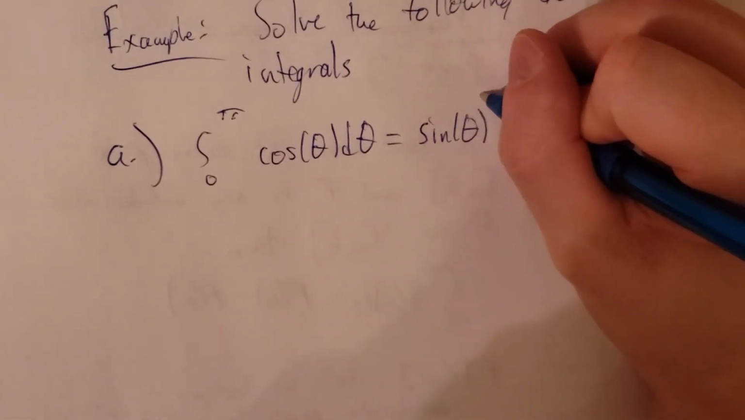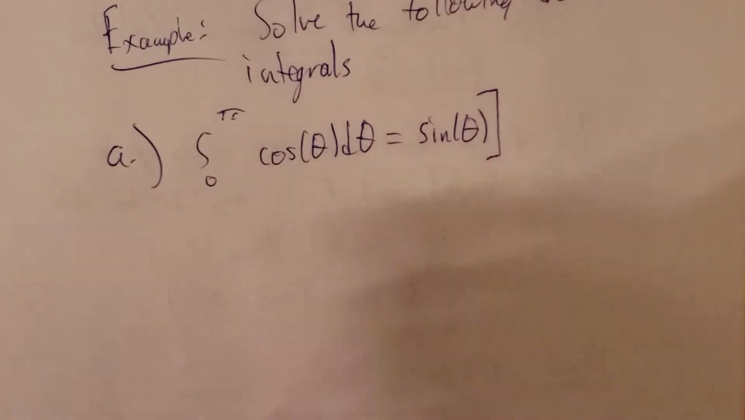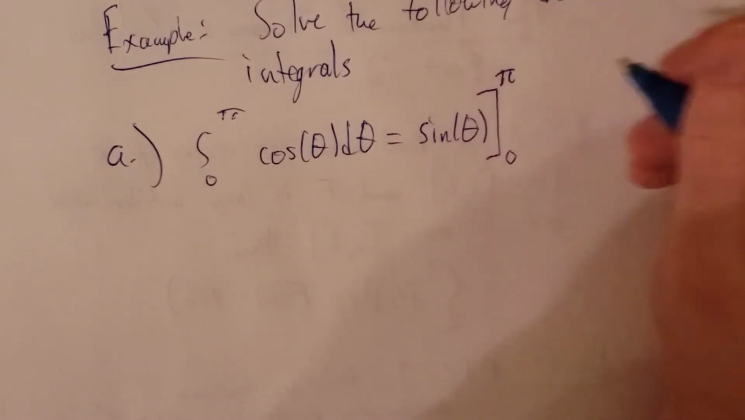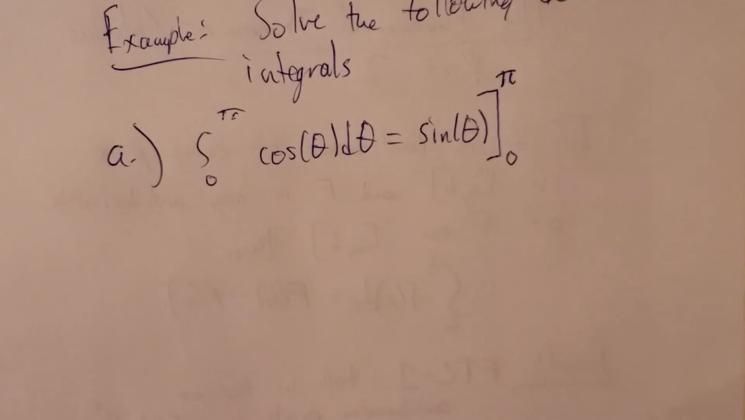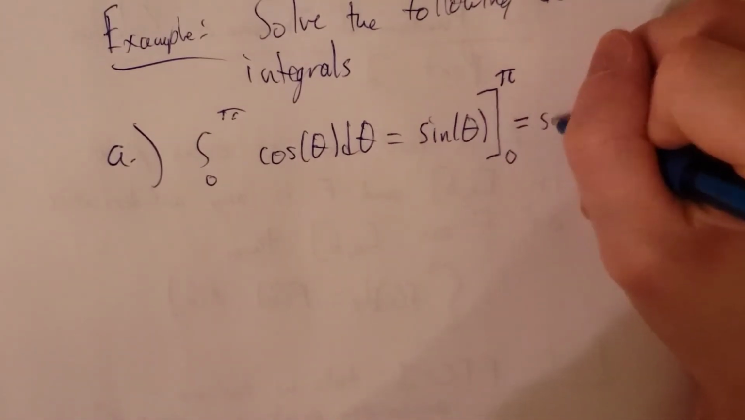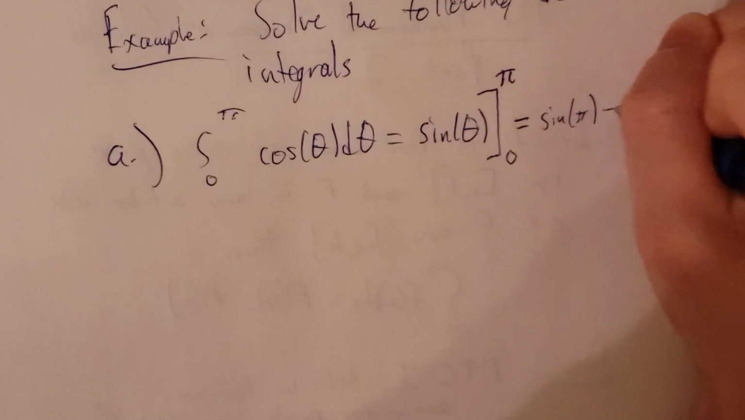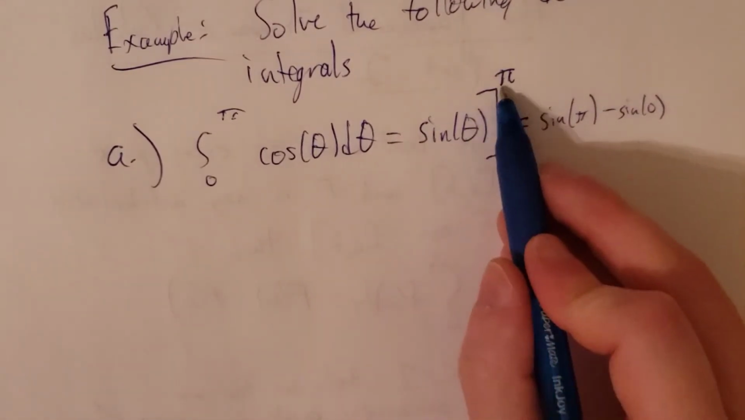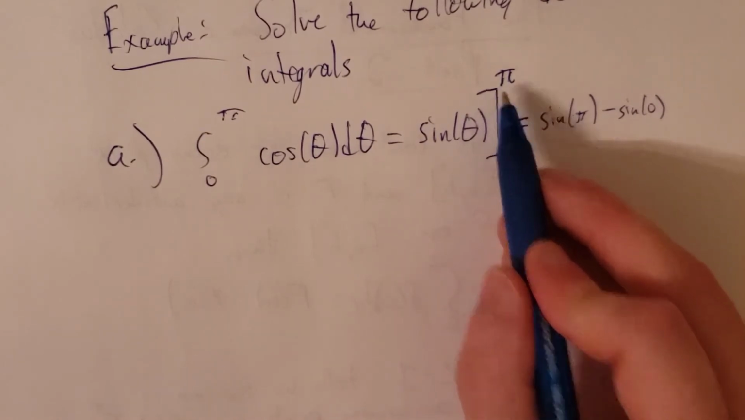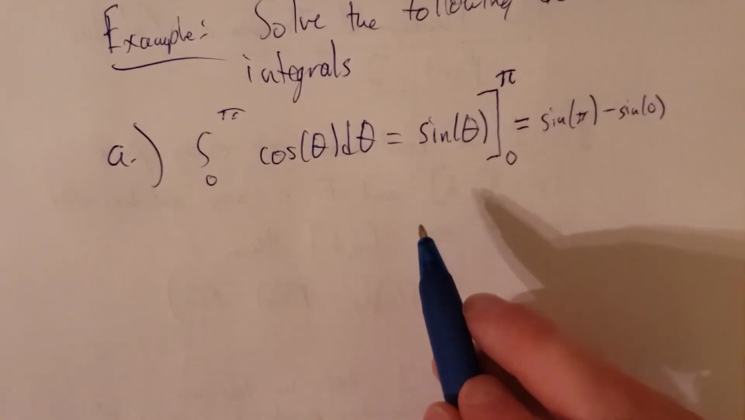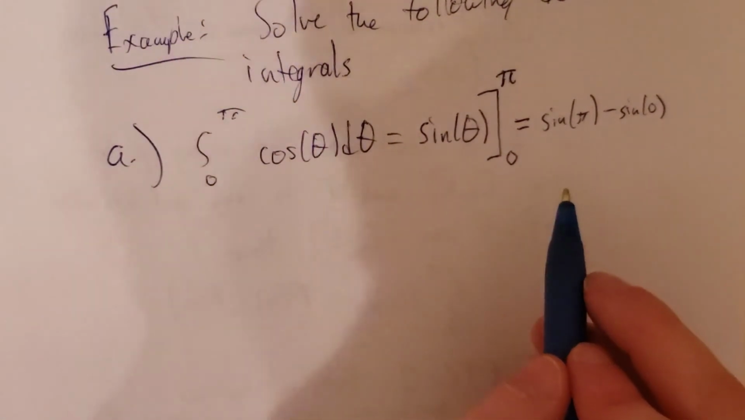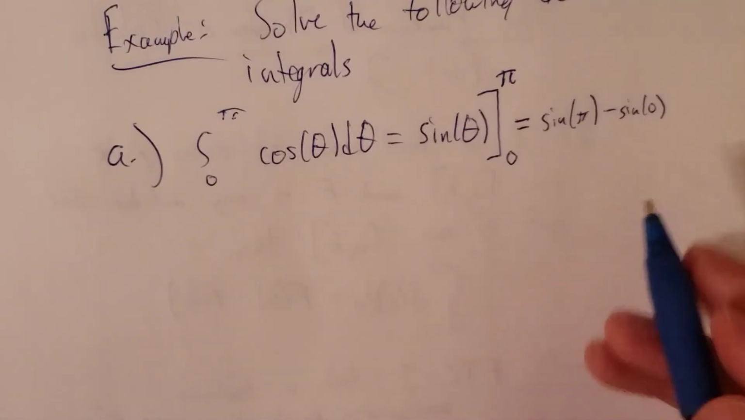And now here's our notation. We usually put the second half of a square bracket, and we say that we evaluate from 0 to pi. So that's just our notation on what to do now. And what is this? This is sine of pi minus sine of 0. So we just evaluate our function at the second value, pi, and we subtract off evaluating that function at the first value, 0. So we get sine of pi minus sine of 0.